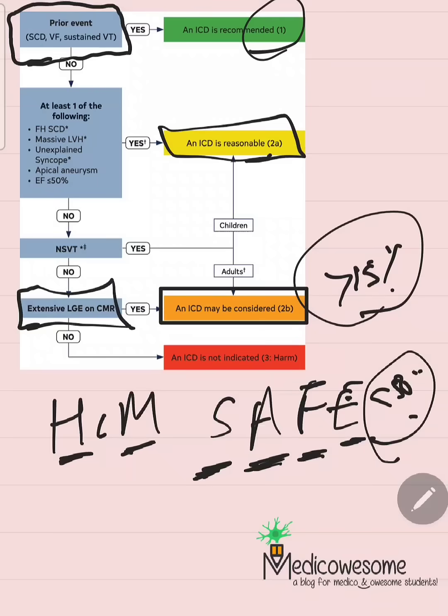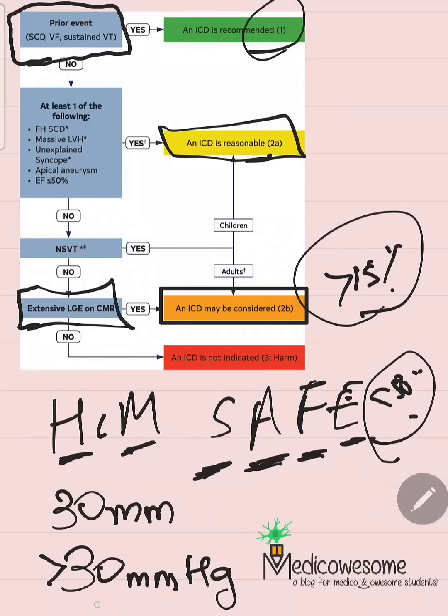The other number that you need to remember is the massive LVH number, which is 30 millimeter. So any septal thickness greater than 30 millimeter is considered massive LVH. And then another 30 number that helps in HCM is the gradient of greater than 30 millimeters of mercury, and that suggests obstruction. Obviously, if it's greater than 50, that's when you are thinking of an intervention to reduce the gradients, such as surgery or a procedure.